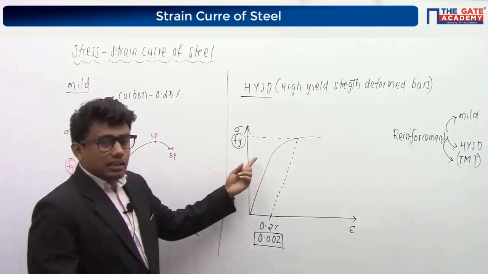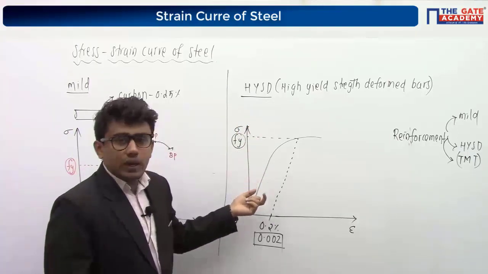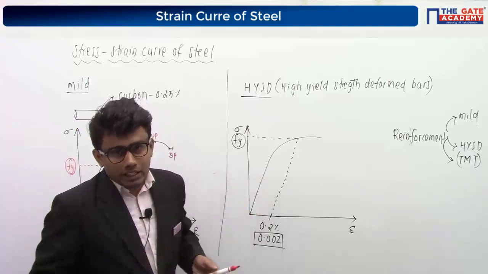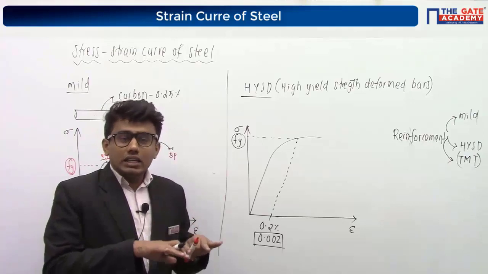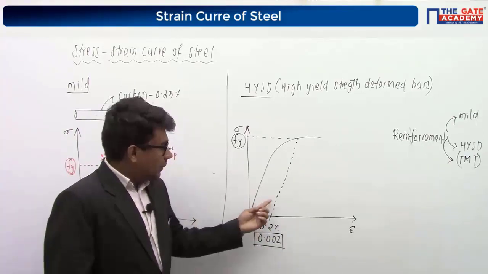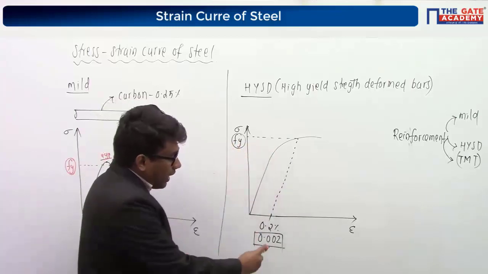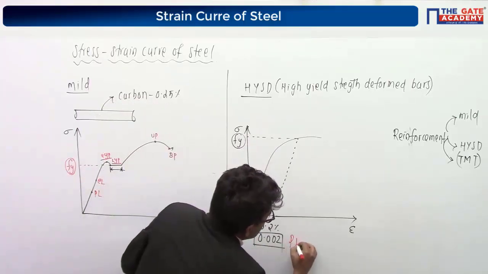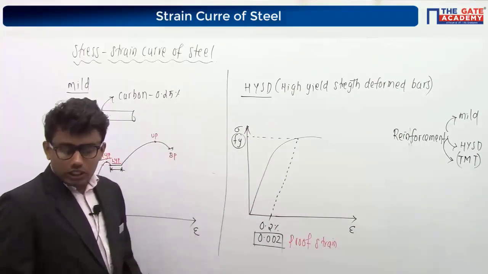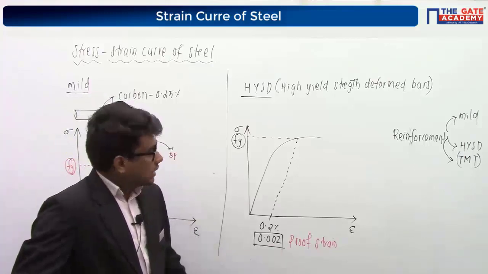But in high yield strength deformed bars, a separate yield point is not there, or the yield plateau is absent. So in order to find the yield strength of the steel bar, I consider a strain value and proceed further to find the yield strength of the bars. This strain value I considered here is known as proof strain. Some of you were asking me about this proof strain in the previous lecture. This is called proof strain.